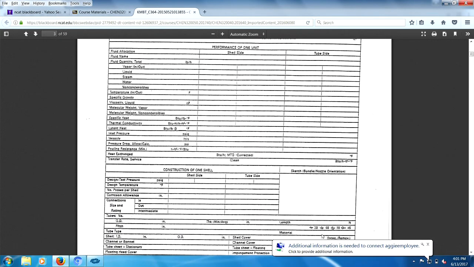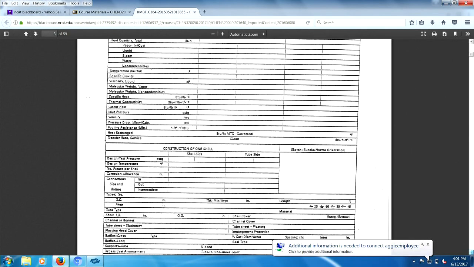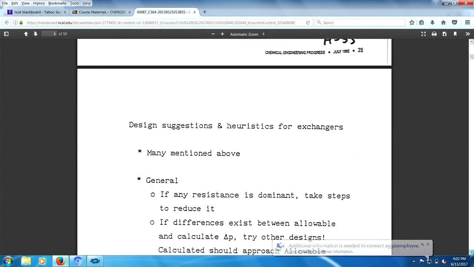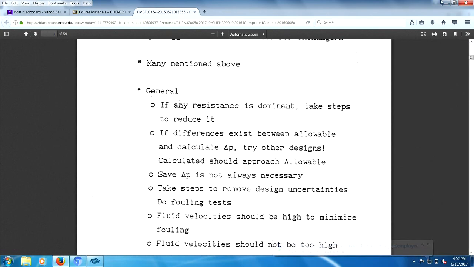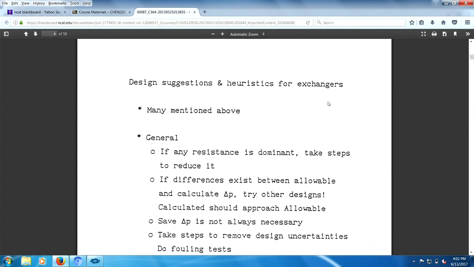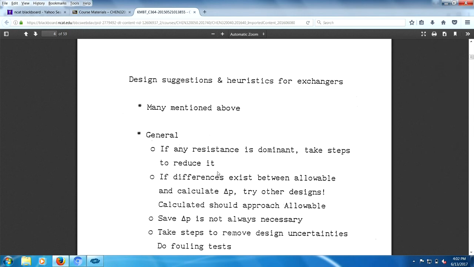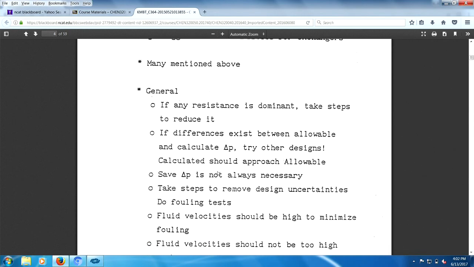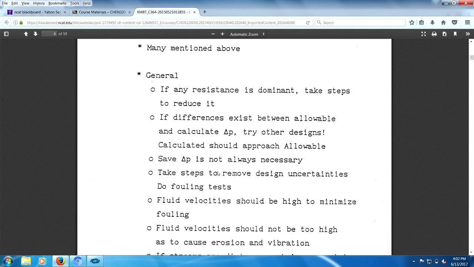Shell and tube heat exchanger spec sheet, lots of things. Design suggestions, some heuristics here. Any resistance that is dominant, take steps to reduce it, right? You got that? Calculate differences that exist between allowable and calculated pressure drops.